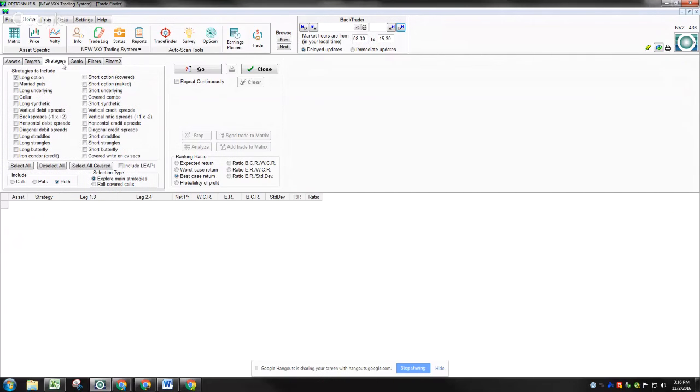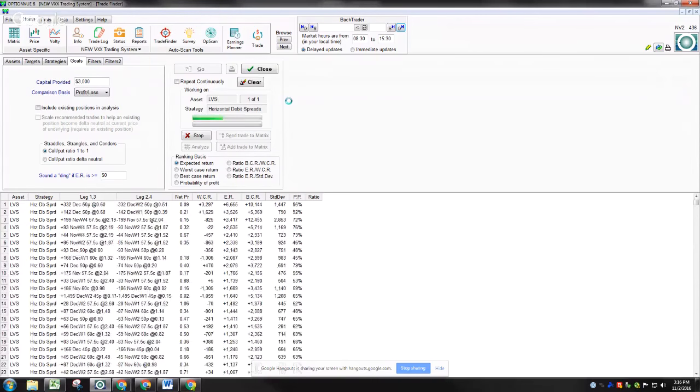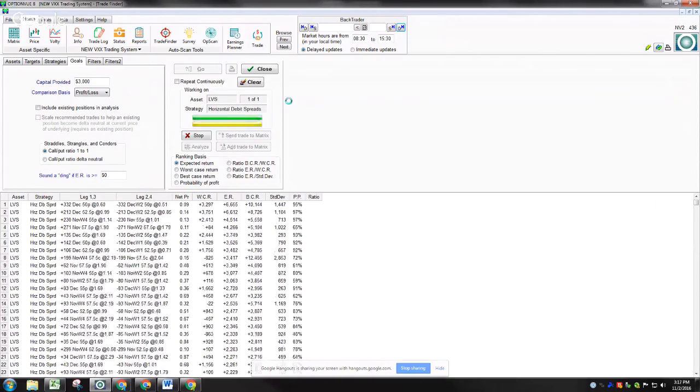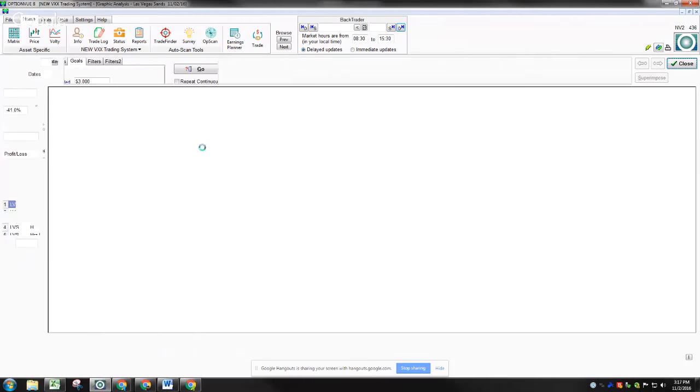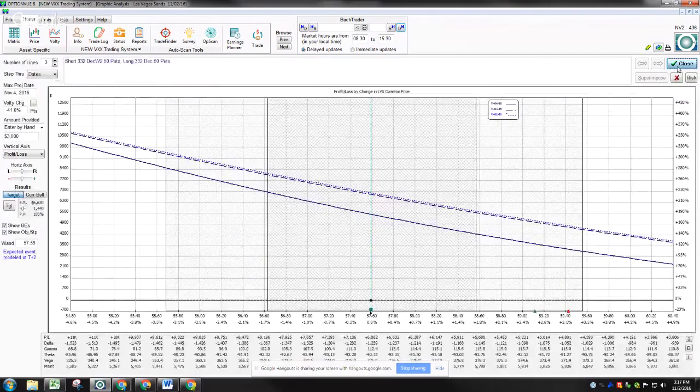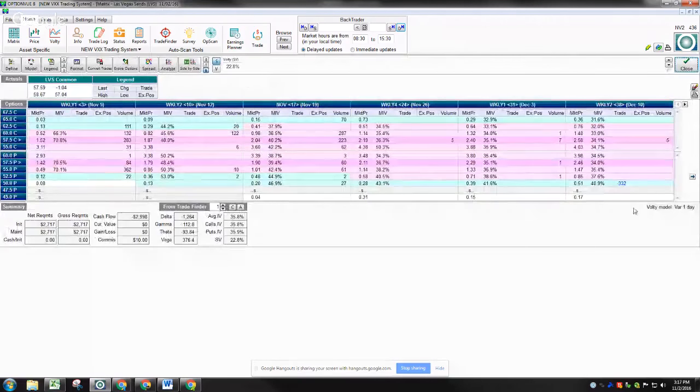So if I pick strategies and I just say, hey, I just want to see what a horizontal debit spread is going to look like using $3,000, and give me the expected return, and I'll hit go on this. It's going to quickly pull up all these strategies for you to consider. Look at this expected return based on using $3,000 worth of capital. That sounds fantastic. I want to analyze that and see what it looks like. Let's close that and send it to the matrix to see what trade it actually gave me.